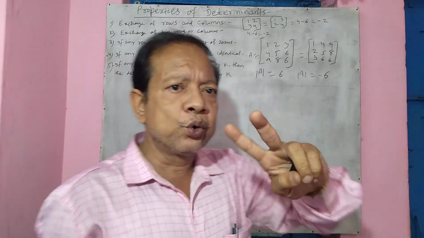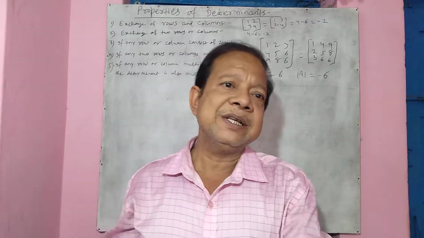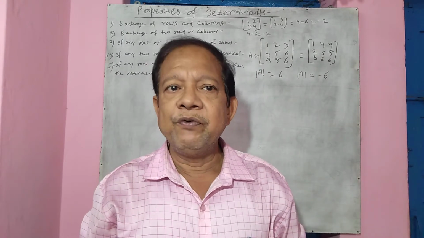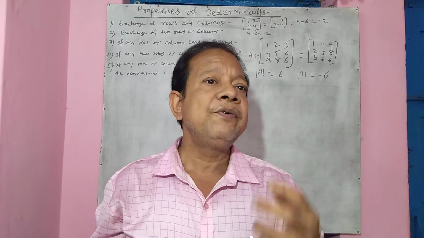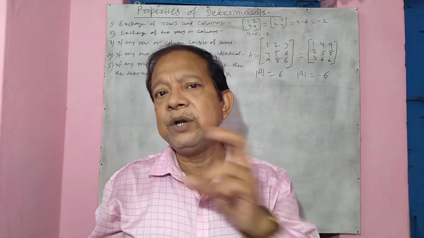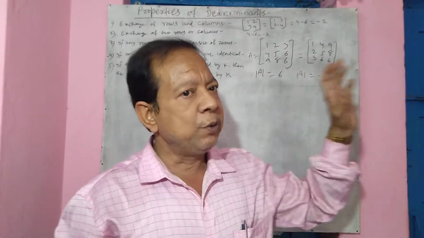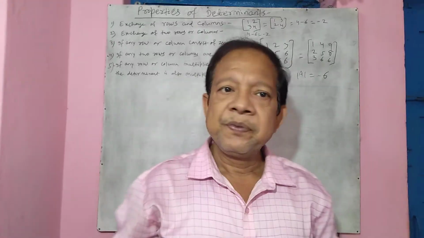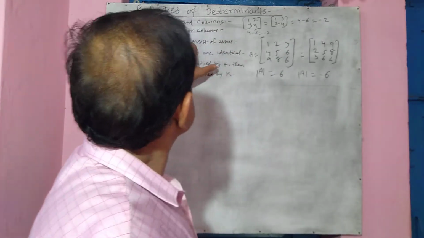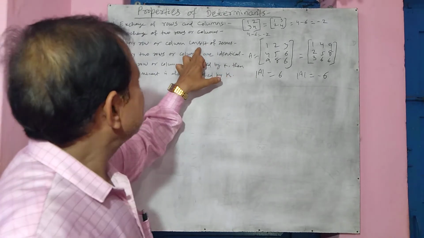So if any 2 rows or any 2 columns of a matrix are interchanged, then the value of the determinant remains same, but it will have the opposite sign. The algebraic sign will change. If it is plus 6, that will be minus 6. If it is minus 6, that will be plus 6. So second, is it clear? I hope it's clear. Now come to the third.